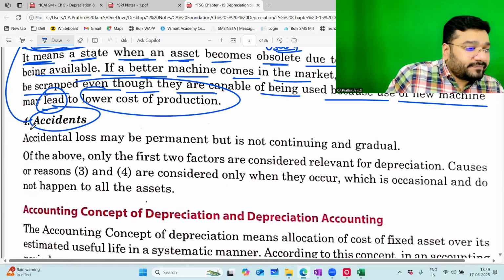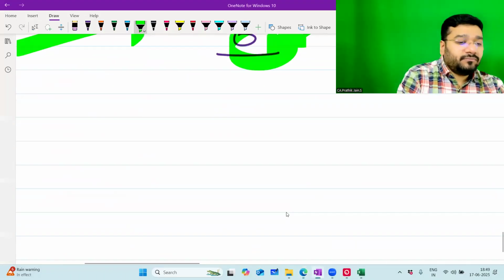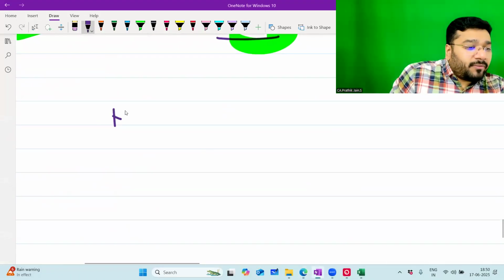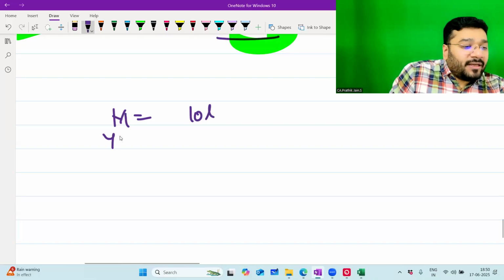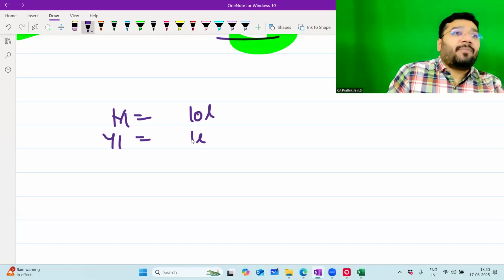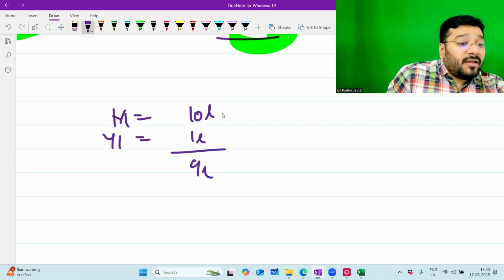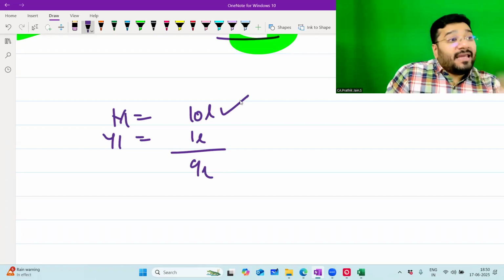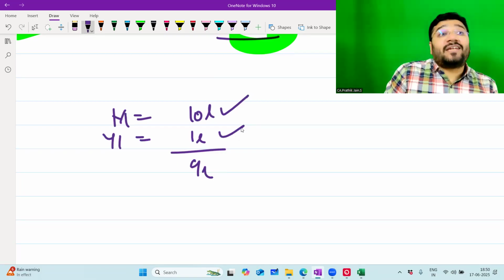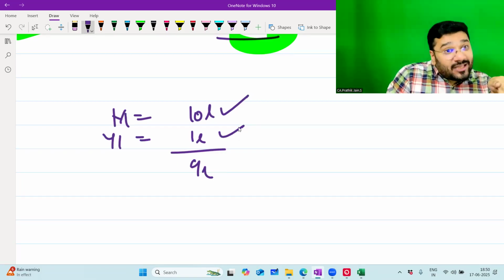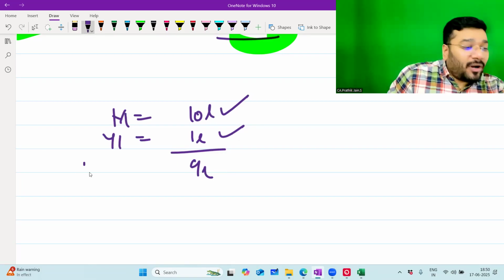4th one is accident. I purchased machinery for 10 lakh rupees. Year 1 depreciation 1 lakh. Same example as obsolescence. I use the machine for 1 lakh. What is the cost of the asset at the end of the first year? 9 lakh. Which means what? I purchased the asset for 10 lakh. In 1 year, I have used the value of the asset for 1 lakh. So unused value of the asset is how much? 9 lakh. That is called as WDV.